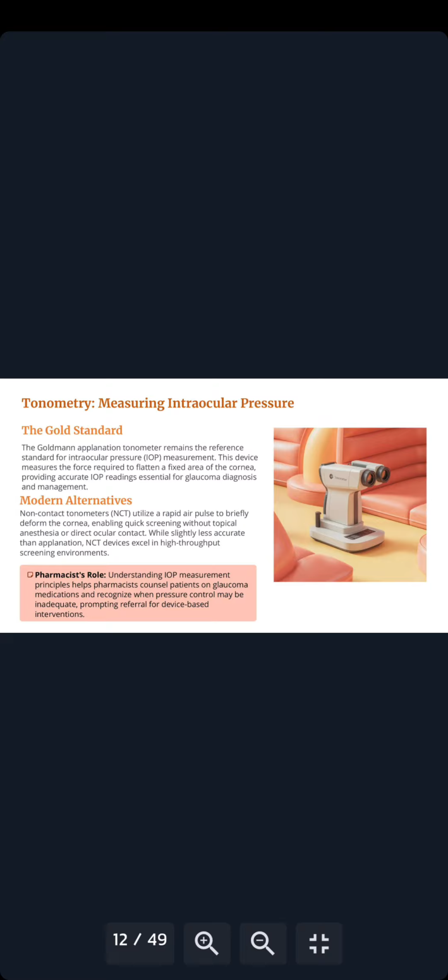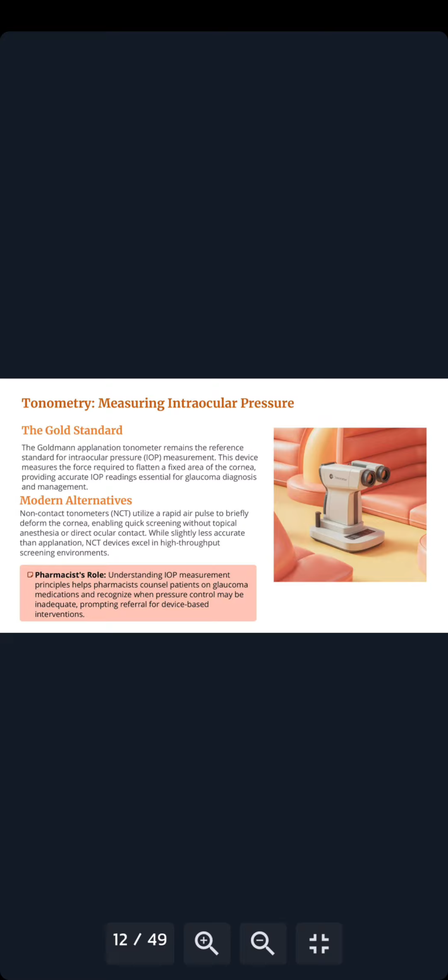You should consider that these devices are less accurate than applanation, but NCT devices are a good screening tool, and they can be used more and more each day. But still, the Goldmann applanation is the best one, because this tonometer measures the IOP with quite high accuracy.